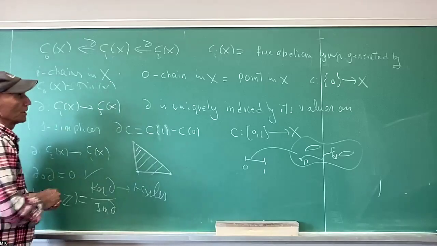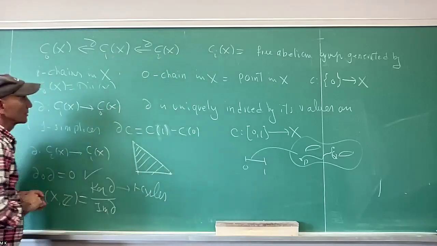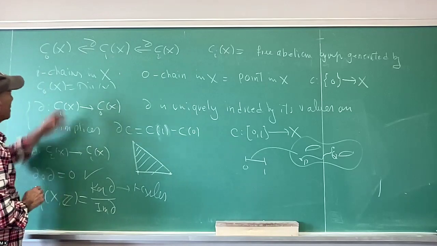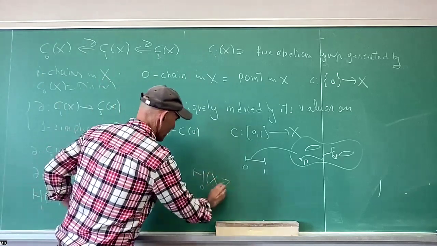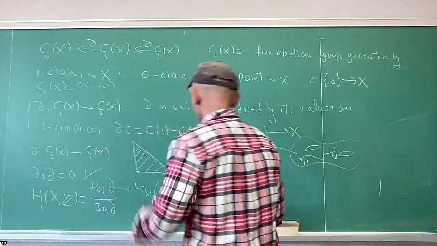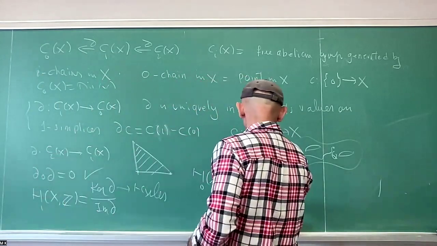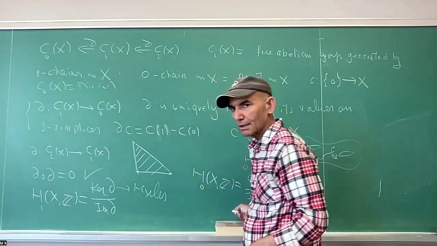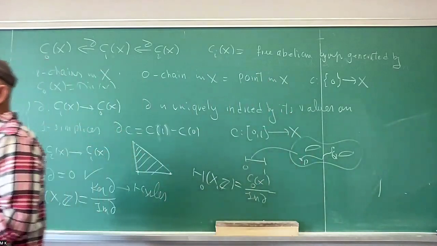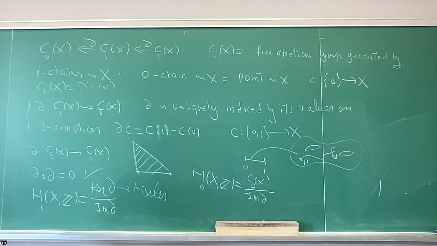I don't care about H2. H2 is just the kernel of D, but that's okay. And if you care about H0, what is H0 of X, Z? This is by definition just C0 of X divided by the image of D. Can you tell me what is that? What is this space? It's the divisors modulo these images.